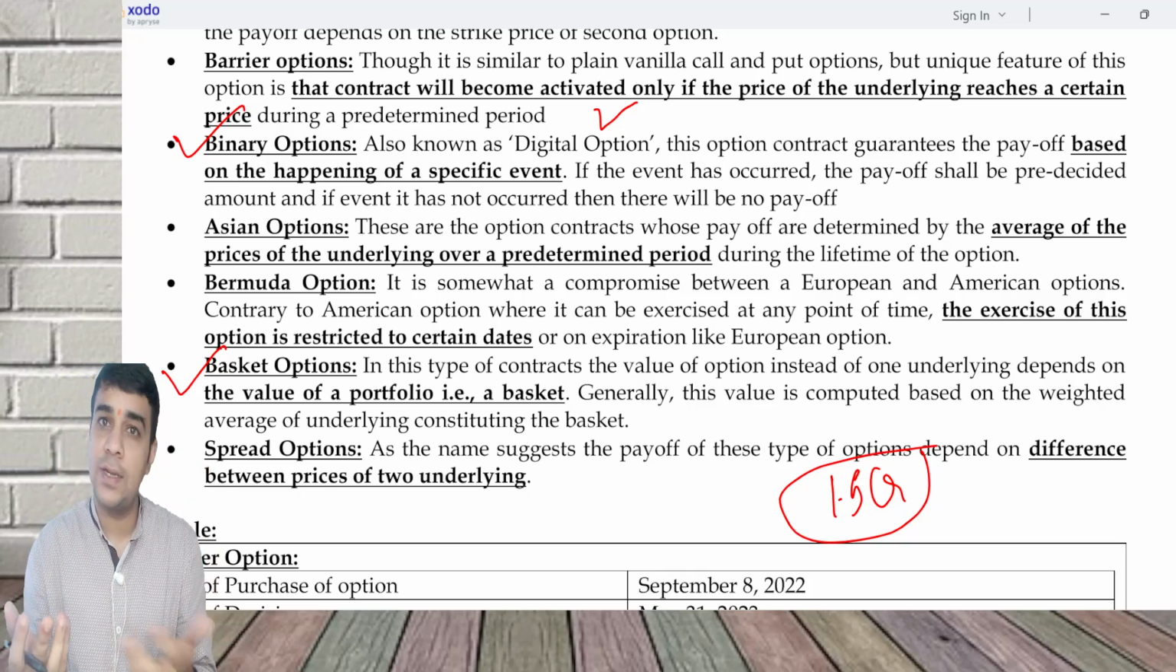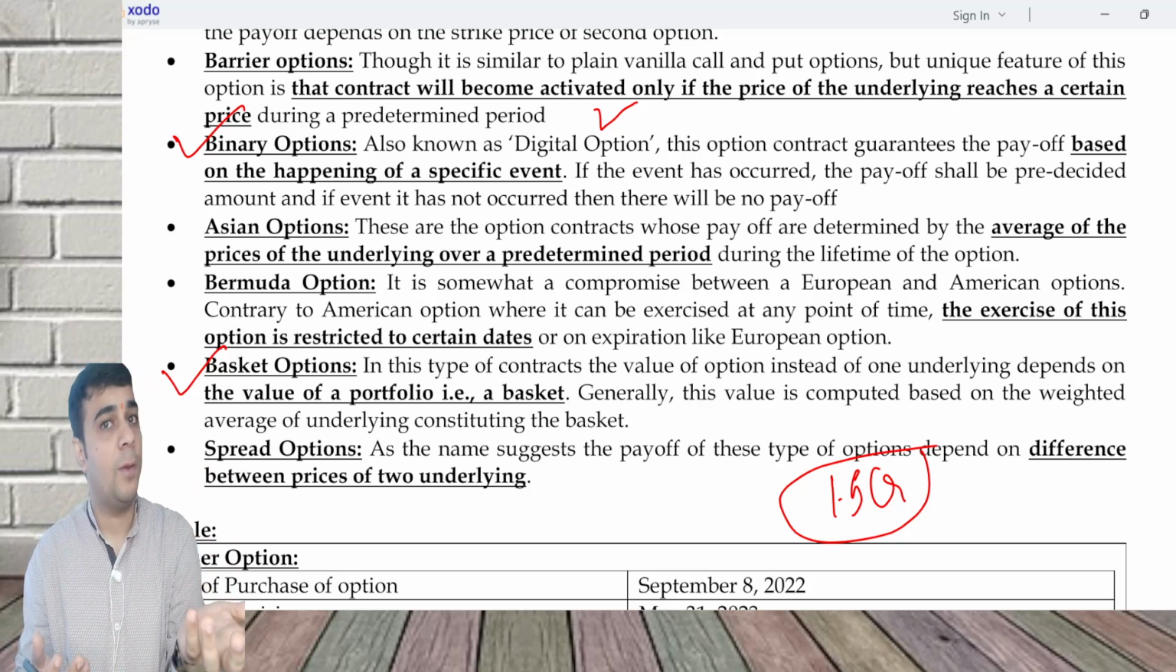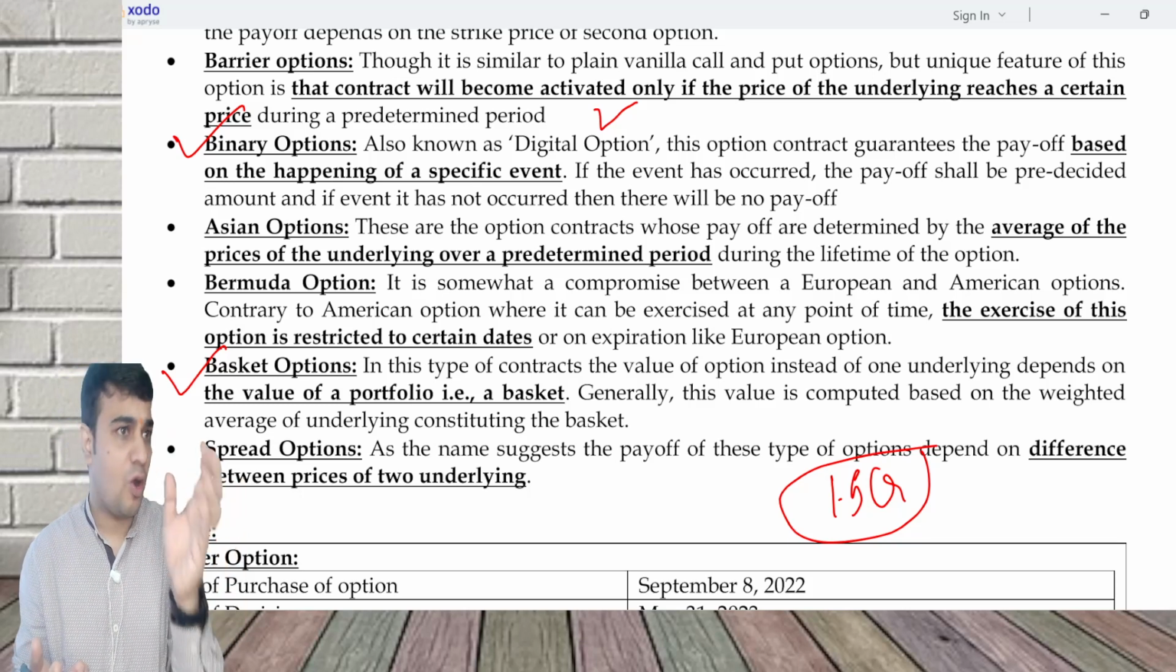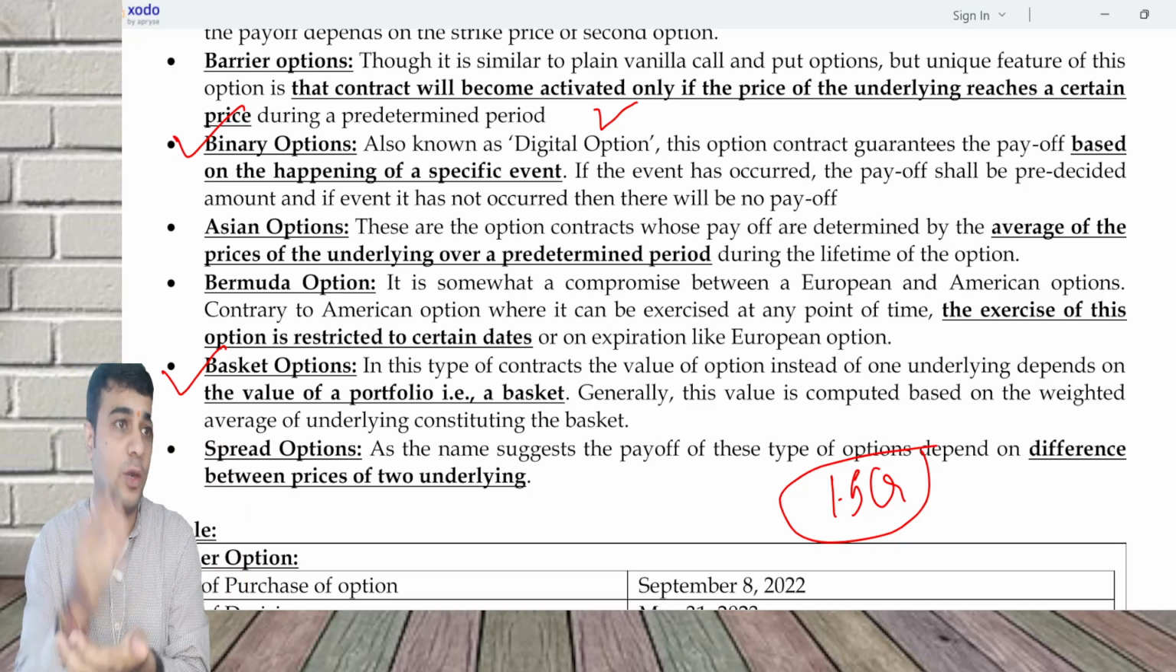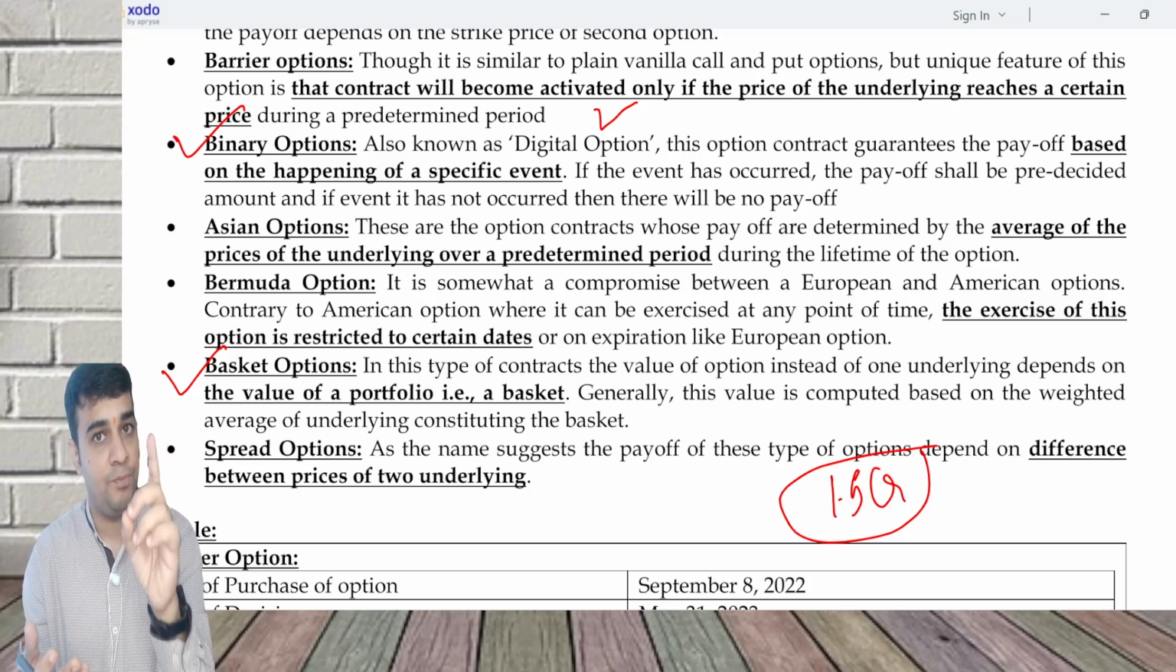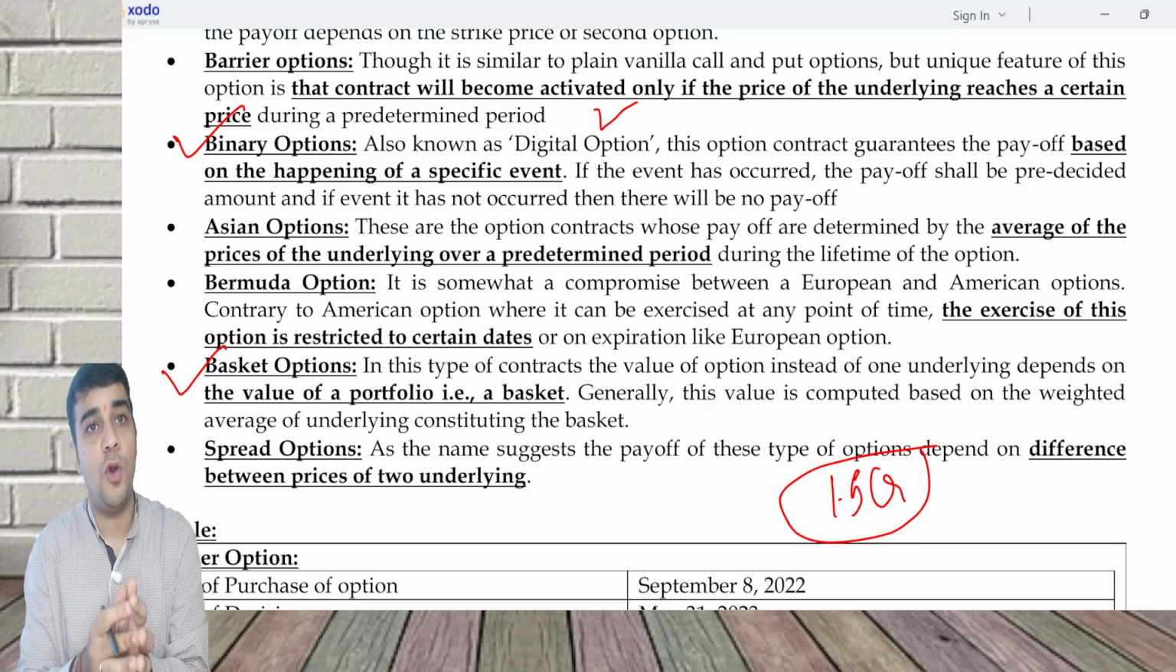How premiums are decided, again, is a very complex process, so let's not get into the premium part. How will it be exercised? How will it not be exercised? It's all the same logic. So I'll ask you a question. Do you want to buy a portfolio at 1.5 crore when the value in the market is 1.6 crore, or when the value in the market is 1.4? Instead of buying one share, you're going to buy a portfolio of shares.